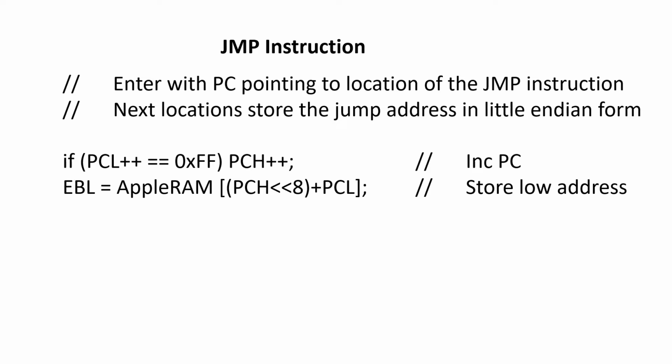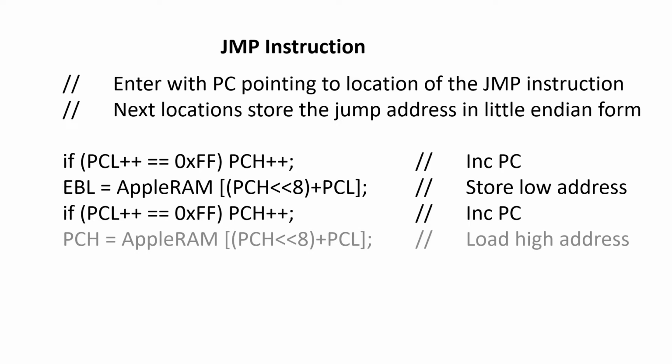So I'm going to temporarily store it in the EBL variable. Now that I have the lower 8 bits of the new address, I need to go and fetch the upper 8 bits. Again, I increment the program counter, but after this read, I don't need to use the current value in the program counter anymore, so I can load this new value directly into the PCH variable.